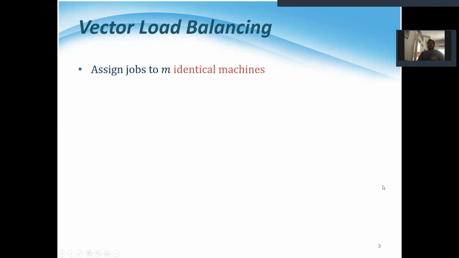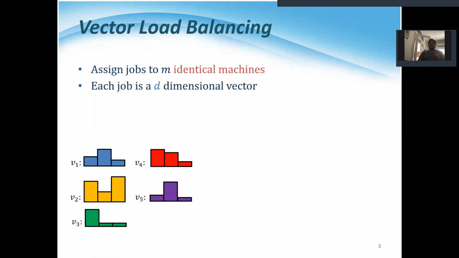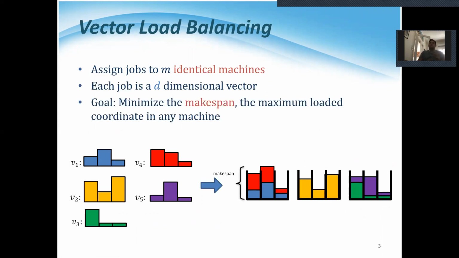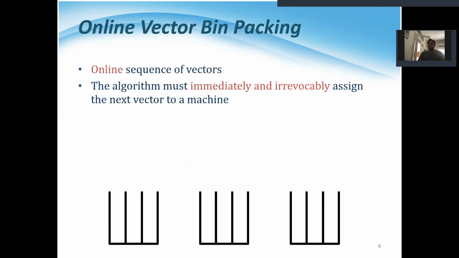In vector load balancing, our goal is to assign jobs to m identical machines, where each job is a d-dimensional vector. Let's see an example with a three-dimensional vector. Here we have a set of 5 jobs, and our goal is to assign them to a three-dimensional bin. Here's an example of an assignment, and the goal is to minimize the makespan, the maximum loaded coordinate in any machine. In this talk, we're going to focus on the online version of the problem, where there is a sequence of vectors. The vectors arrive one after the other, and the algorithm must immediately and irrevocably assign the next vector to a machine.